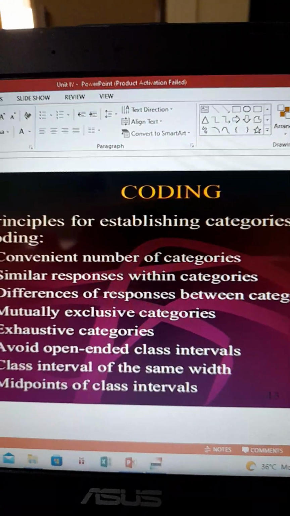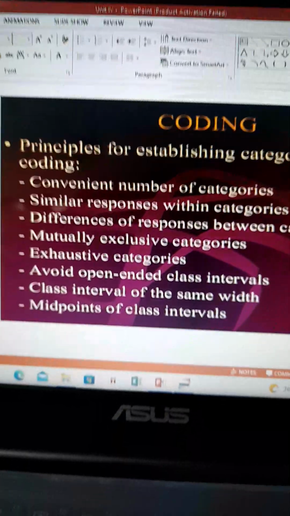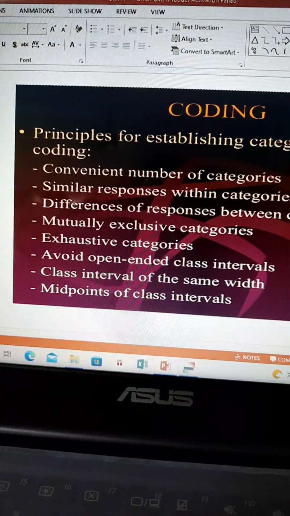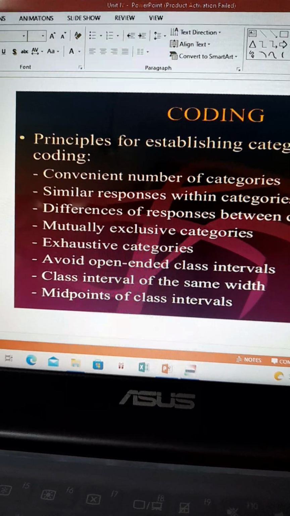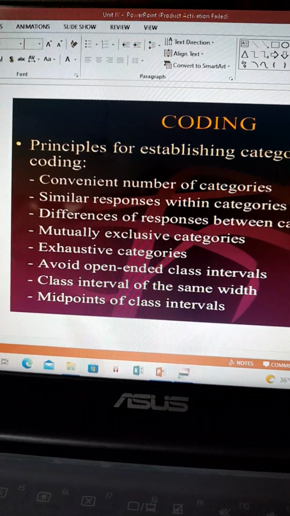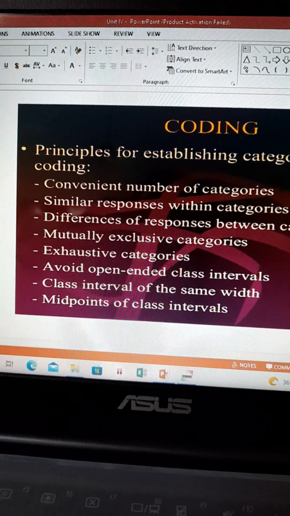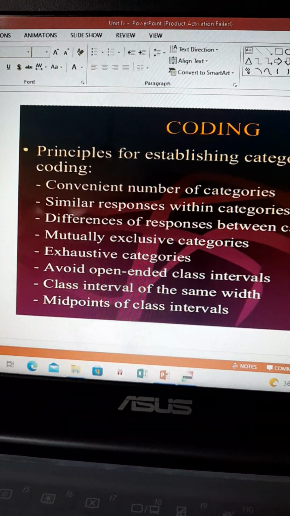The main principles for establishing the categories for coding are: there should be a convenient number of categories, similar responses within the categories, and differences of responses between the categories should be mentioned. Categories should be mutually exclusive and exhaustive, avoid open-ended class intervals, use class intervals of the same width, and use midpoints of the class intervals. These are the principles for coding.